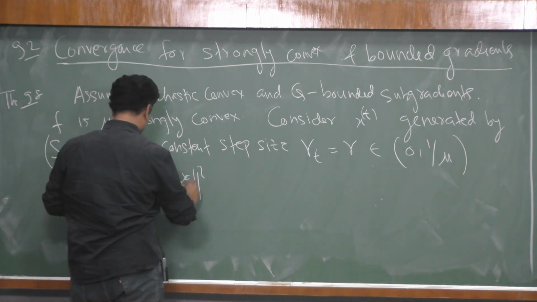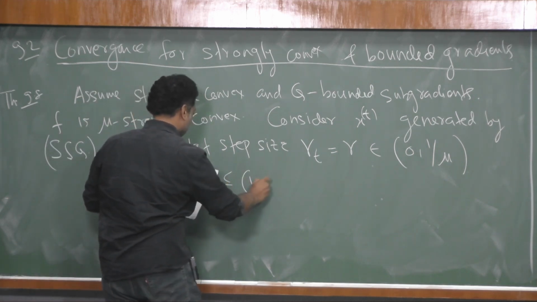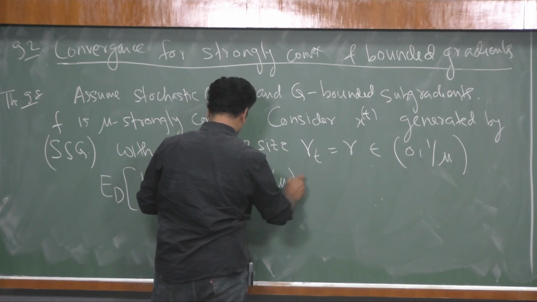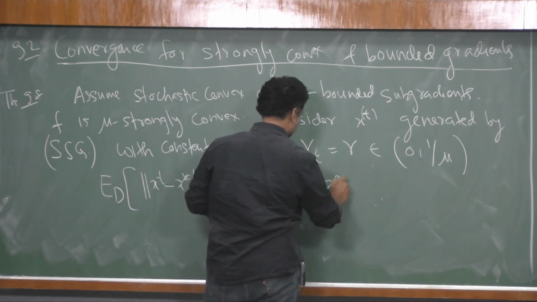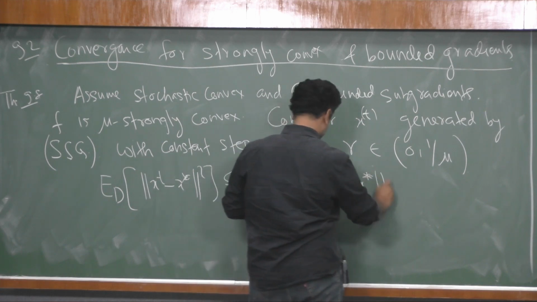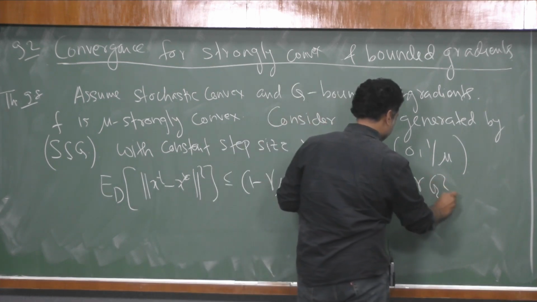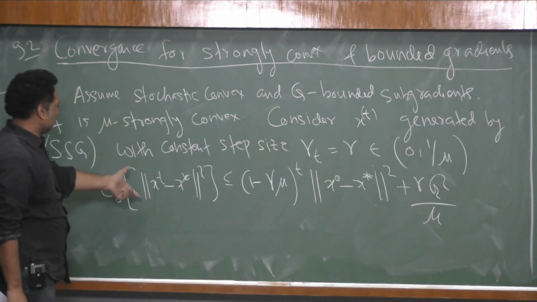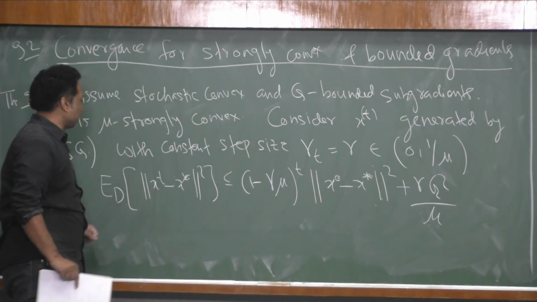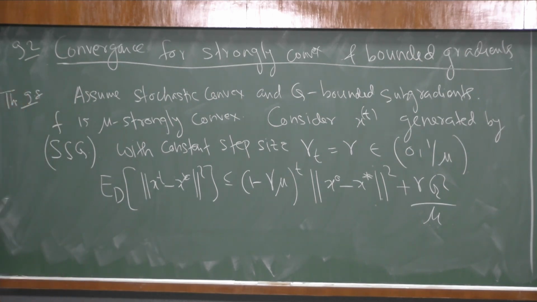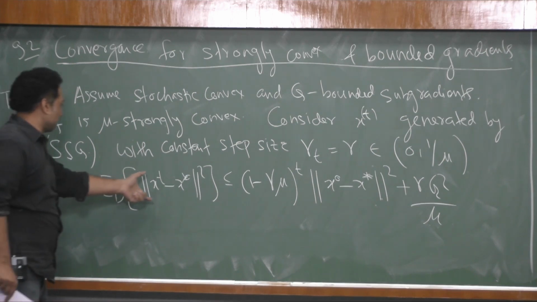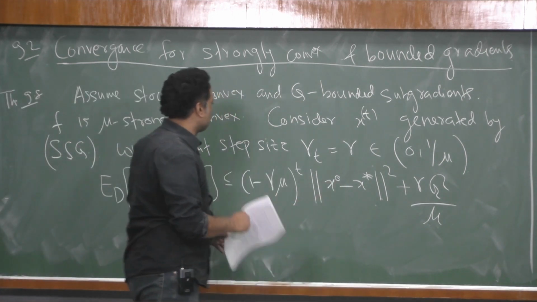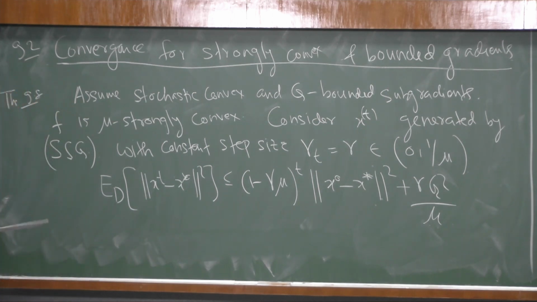Okay, so then this result says that expectation of xt minus x star squared is less than equal to 1 minus gamma mu to the t times x naught minus x star whole square plus gamma G square by mu. So this is not a bound on the function values. As you can see, this is a bound on the iterates themselves. So this is how the difference of the xt from x star is compared to x naught and x star. X naught is the starting iterate value.